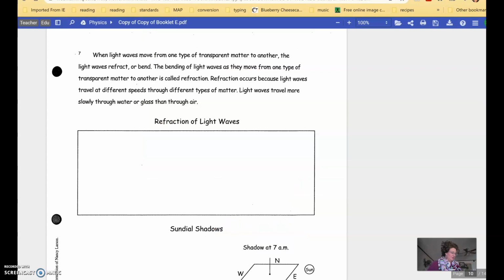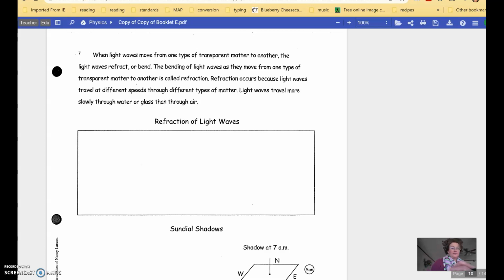If you would, open your booklets to page 11. We will be reading paragraph 7. When light waves move from one type of transparent matter to another, the light waves refract or bend. The bending of light waves as they move from one type of transparent matter to another is called refraction. Refraction occurs because light waves travel at different speeds through different types of matter. Light waves travel more slowly through water or glass than through air.